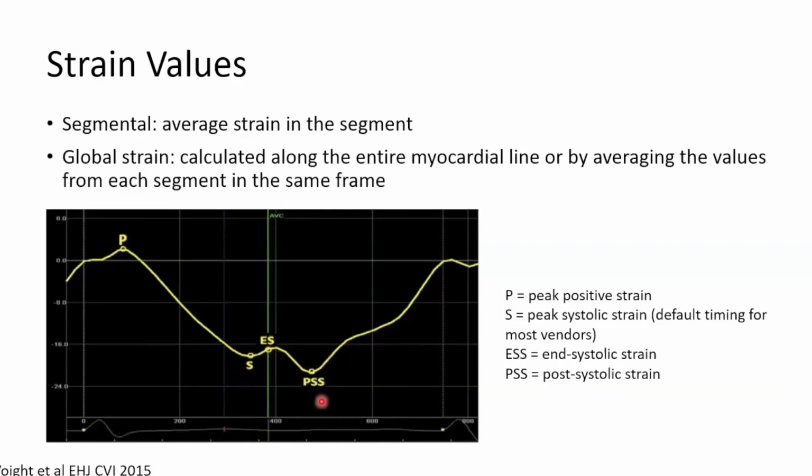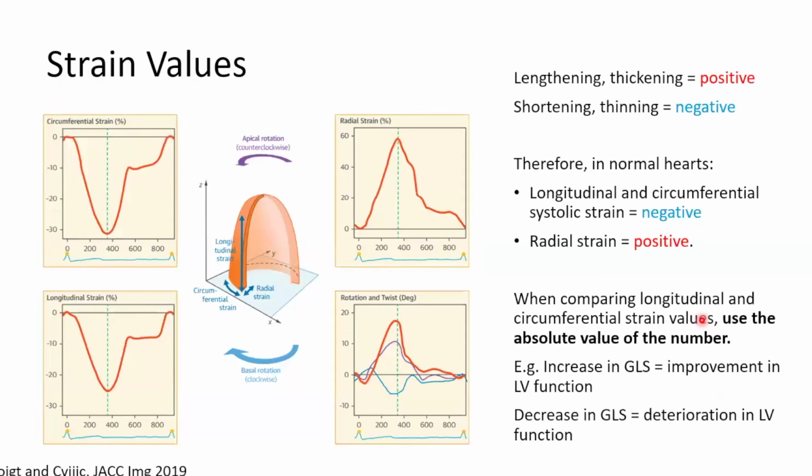So it's important for us to know actually which strain value the computer is giving us back. The default for most vendors is actually the peak systolic strain, although some of the consensus statements have recommended end systolic strain. Practically, most of the vendors give us a peak systolic strain value.